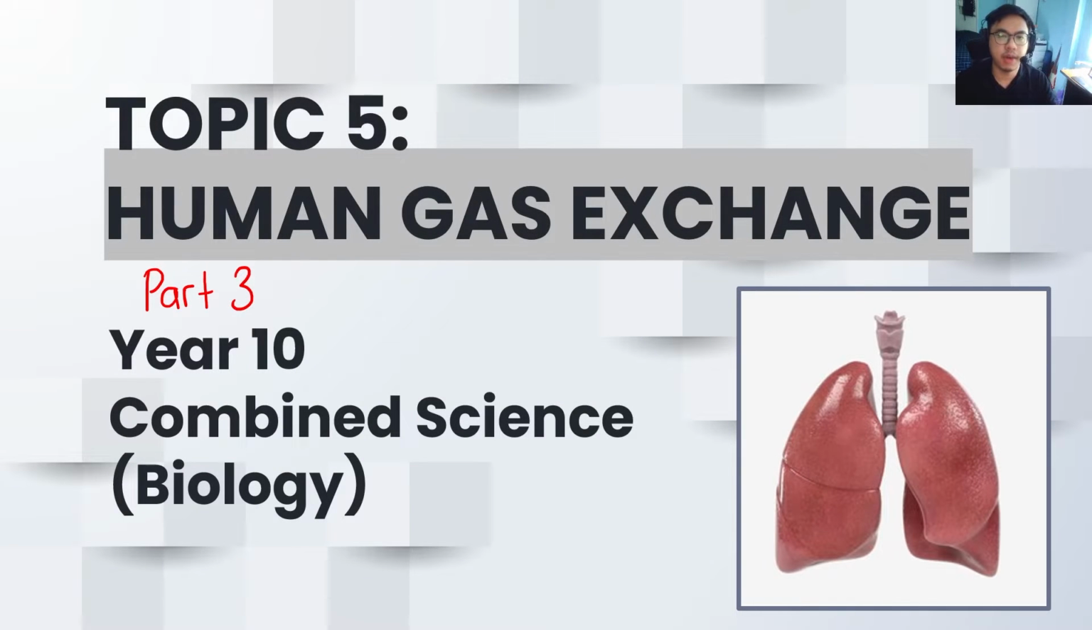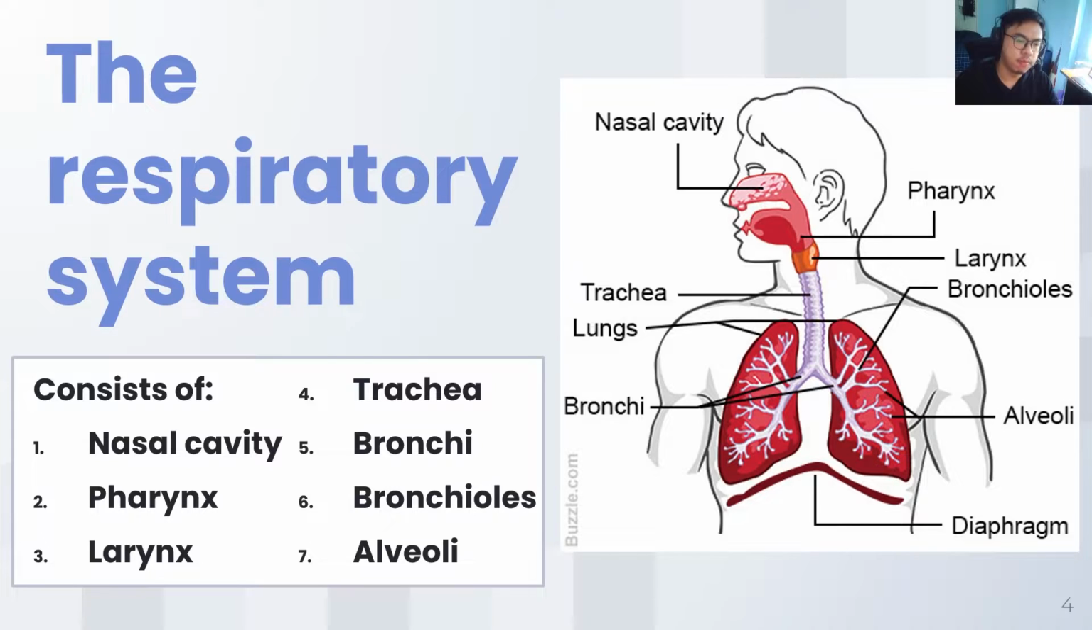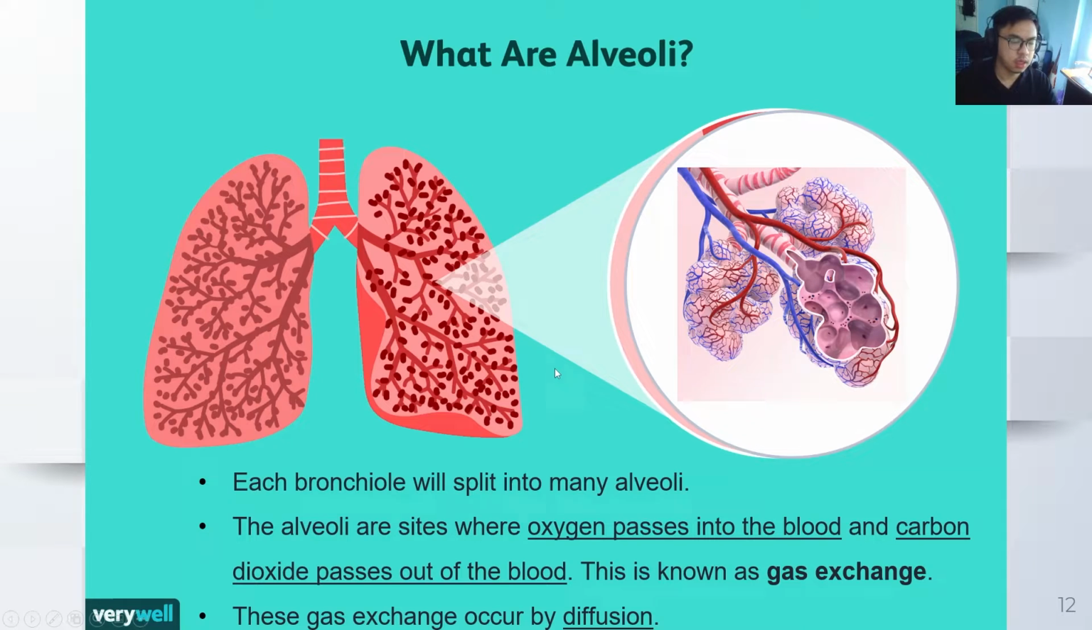Hello class and welcome back to another video lesson in the topic of human gas exchange, and this is part 3 of this topic. Previously we talked about the organs and parts of the respiratory system. We talked about the larynx, trachea, bronchi and bronchioles, what they are, and in this video lesson we're going to talk about the alveoli. So, what is the alveoli?